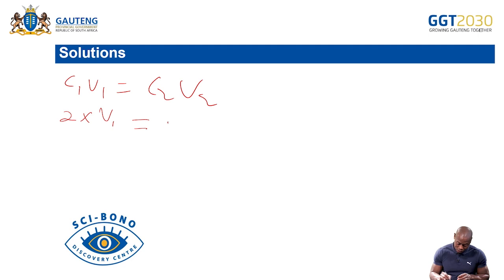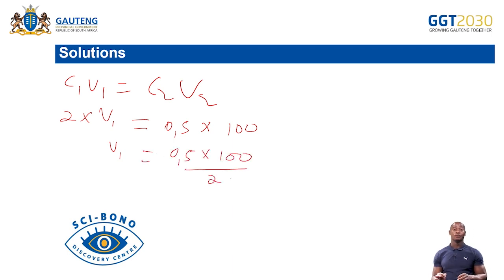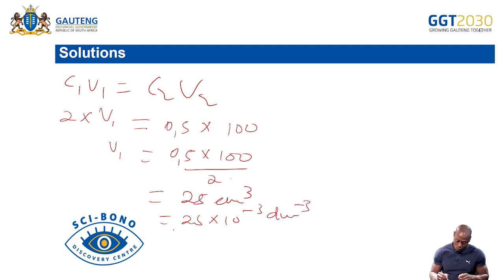So we have the concentration, which is 0.5, and the volume, which is 100. Then V1 will be 0.5 times 100 divided by 2. 0.5 times 100 is 50, divided by 2 is 25. So here we have 25 cubic centimeters, which is the same as 25 times 10 to the power negative 3 cubic decimeters, or 0.025 cubic decimeters.